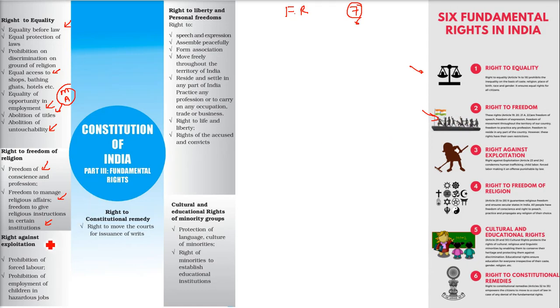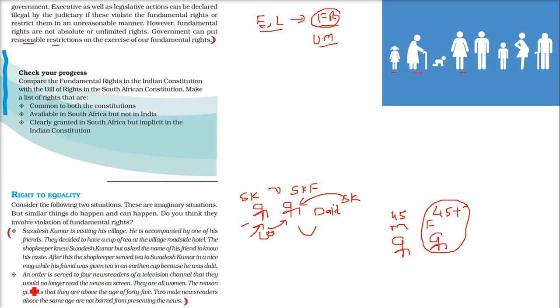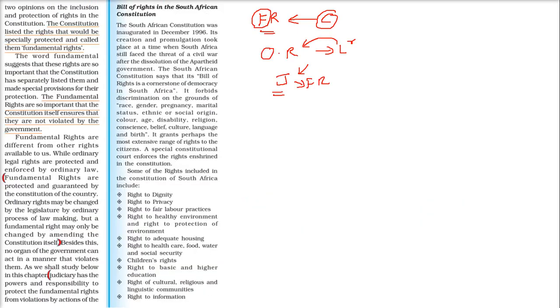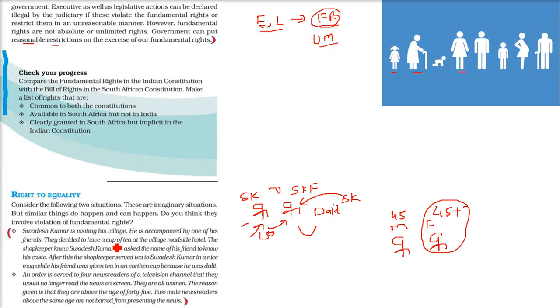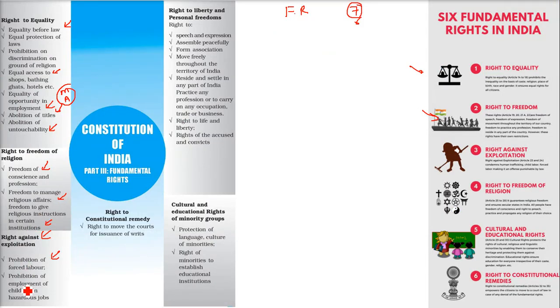Then coming to the right against exploitation. Now, prohibition of forced labour. That is, bandhua mazduri is actually exploitation, so it is prohibited. And the children who are employed in very different or very hazardous conditions, the employment of children in these kinds of hazardous jobs is prohibited.